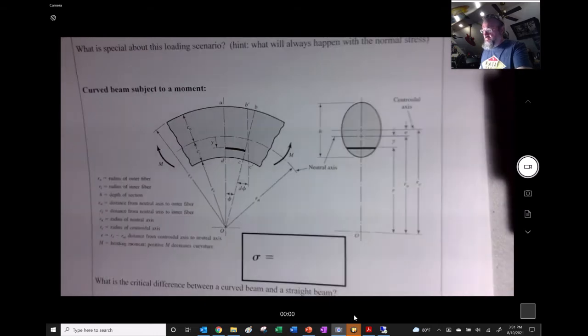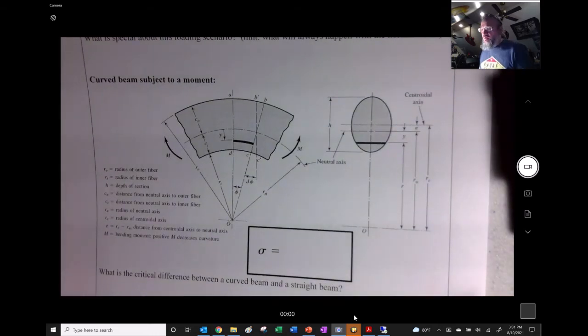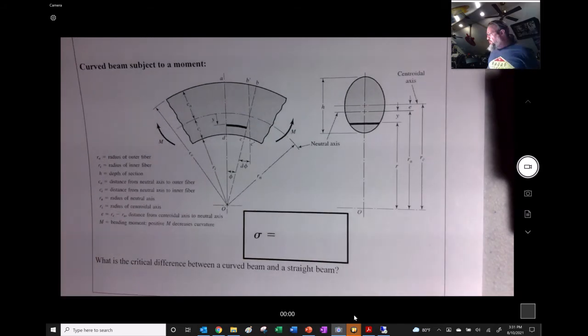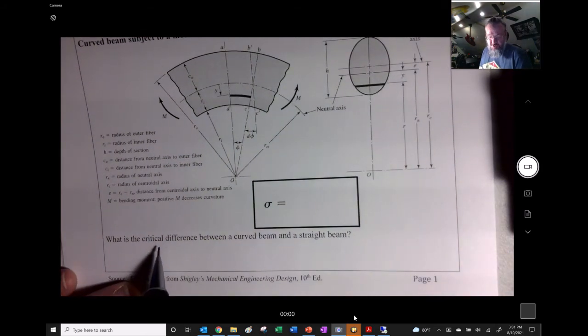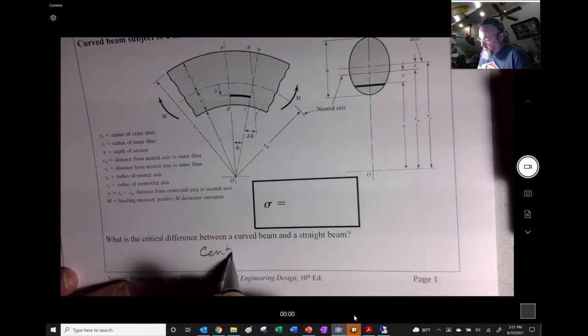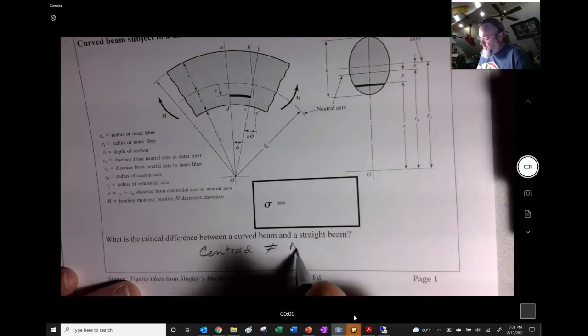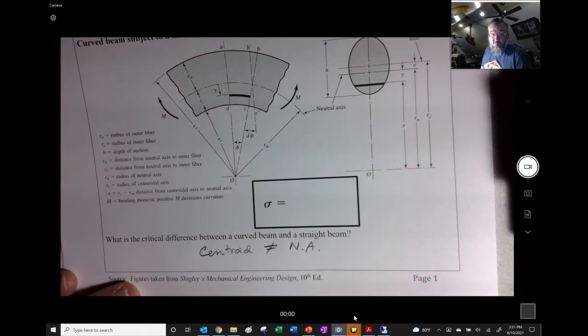of doing a beam in bending, or a curved beam in bending. So we need to get orientation here for some of the geometry that's going to be slightly different. So we don't have the same condition for a bent beam, a curved beam, than we do for a straight beam when we're putting a bending moment on it. And it turns out this critical difference, which I'll answer down below, is the centroid does not equal the neutral axis. Right? And that's the critical thing that's going to be different.